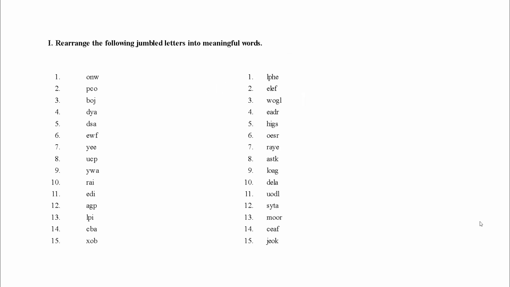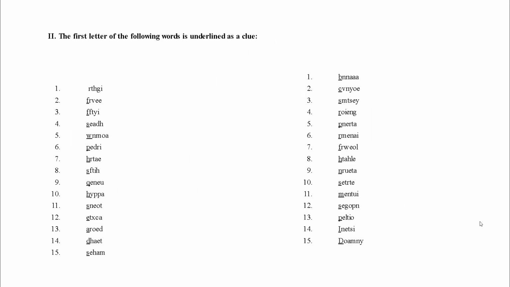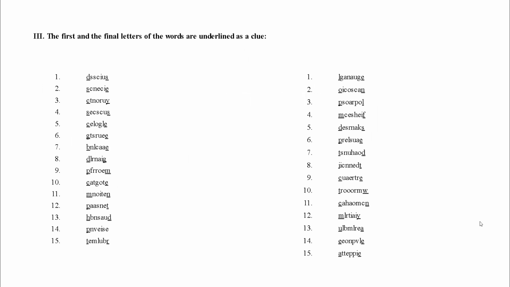Next, you have jumbled words. Rearrange the following words, letters, into meaningful words. So you have 15 of them here. Next, you have underlined words. Taking the underlined word as a clue, you have to make the words in the correct order. Next, you have the first and final underlined words. You have to make this into a word.